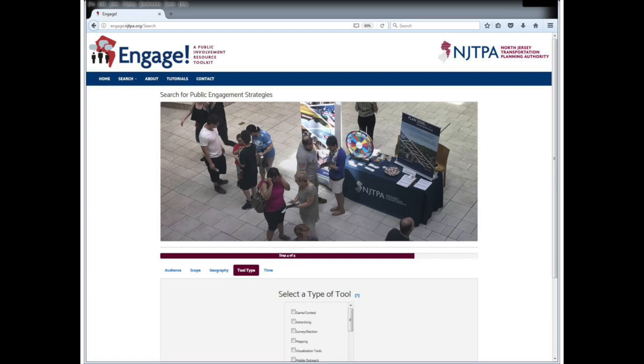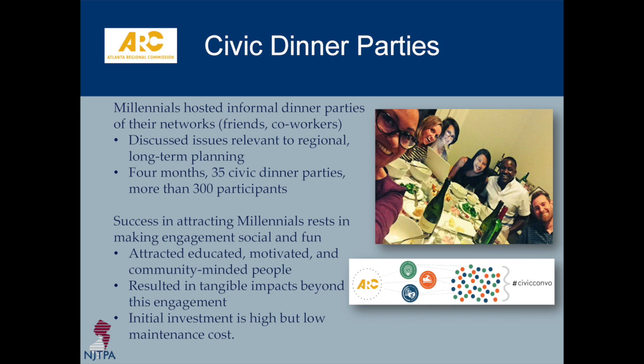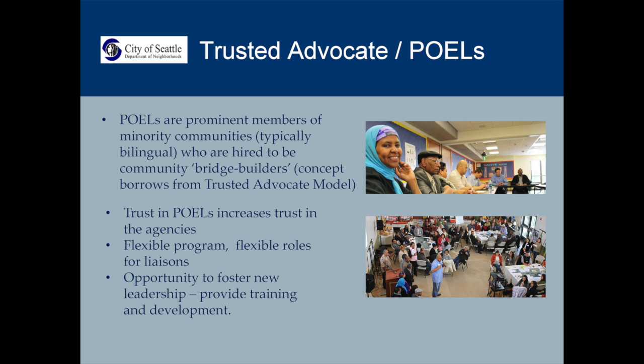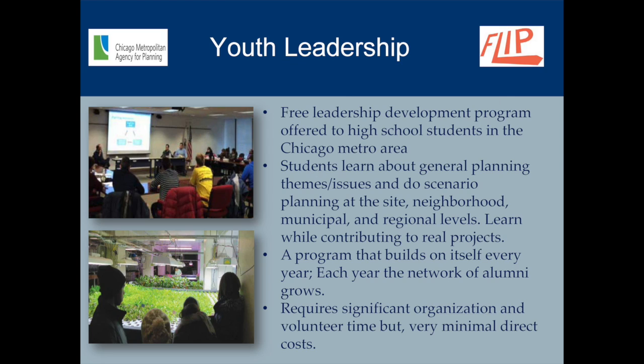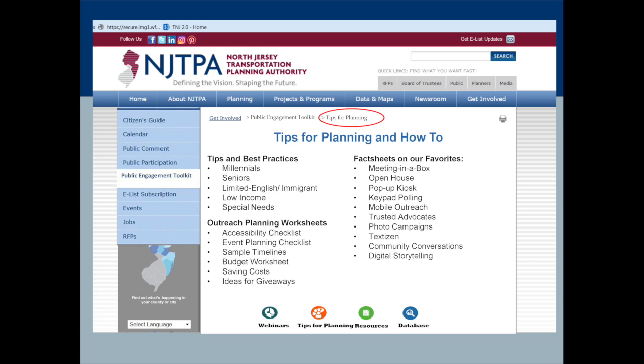And then looking at our various tool types, we've gone out to malls for engagement. We've done little surveys, which is what you're seeing there. We actually had millennials host civic dinner parties, an idea we took from the Atlanta Regional Council and mimicked. We use trusted advocates, which is good when you're trying to engage environmental justice communities and community-based organizations. We use the graphic novel to get information out. If you wanted to do a change in line, for example, we have the Penn Station construction going on, we need alternatives there. Using youth leadership.